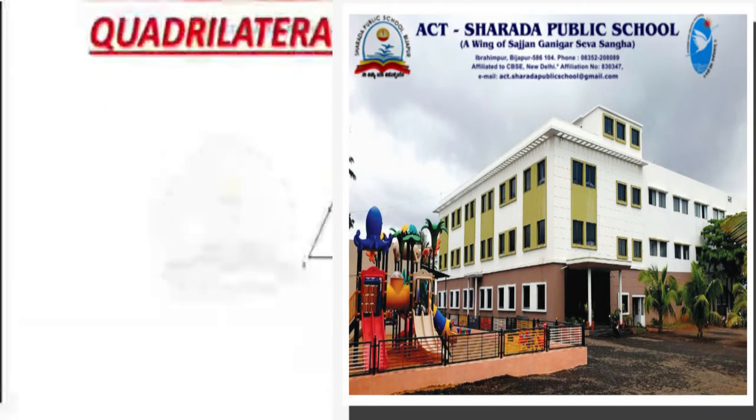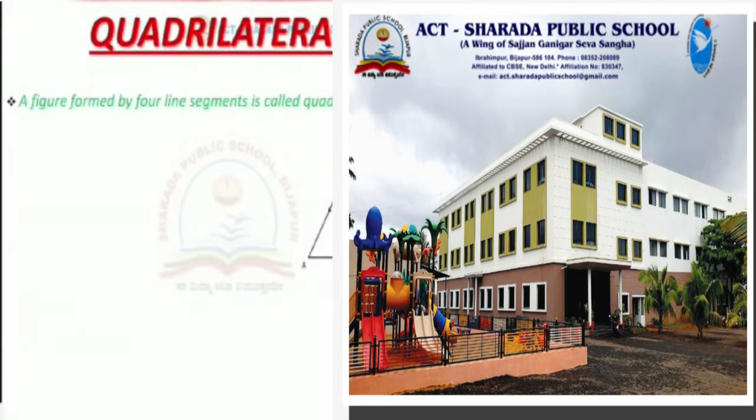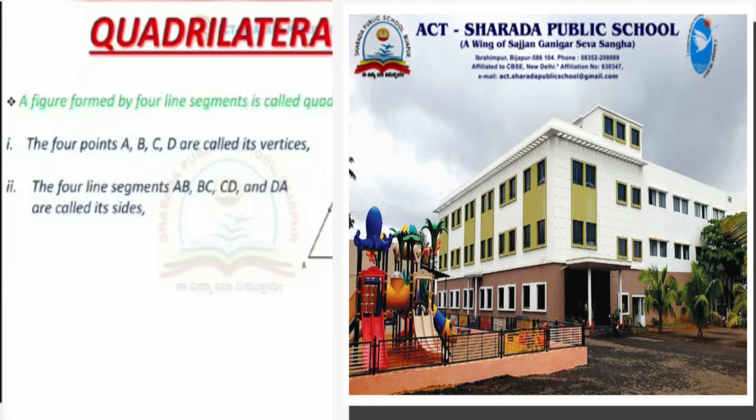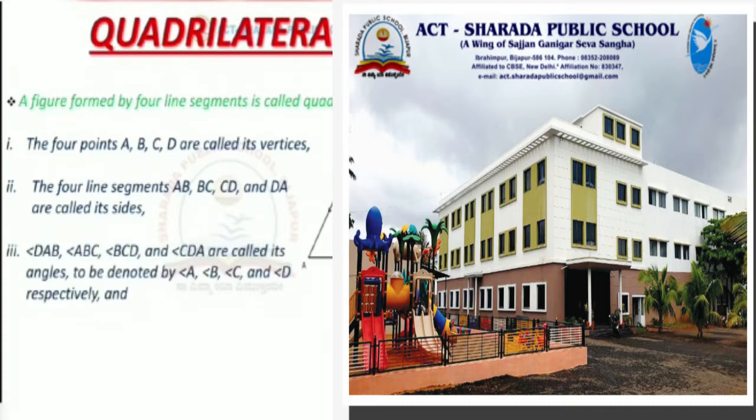Today I am here to present an interesting topic of geometry, that is special types of quadrilaterals. So let's briefly learn about quadrilaterals. A figure formed by 4 line segments is called a quadrilateral. The 4 points in the given image, A, B, C, D, are called its vertices. The 4 line segments AB, BC, CD and DA are called its sides. Angle DAB, angle ABC, angle BCD and angle CDA are called its angles, which are represented by angle A, angle B, angle C and angle D respectively.